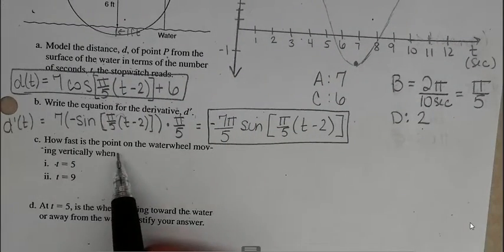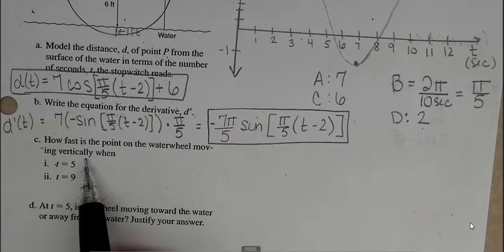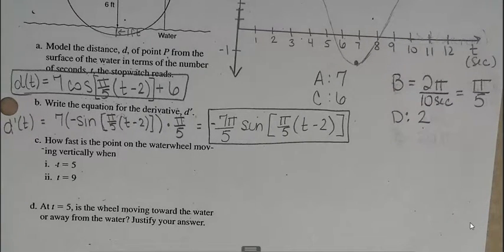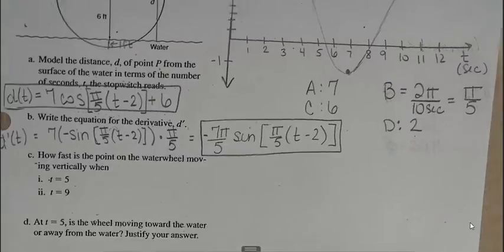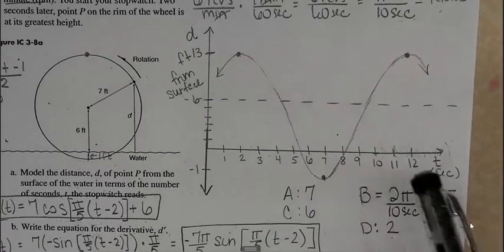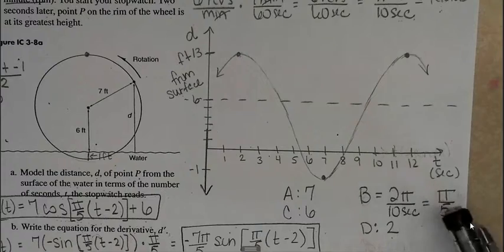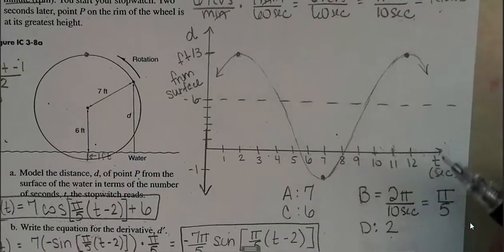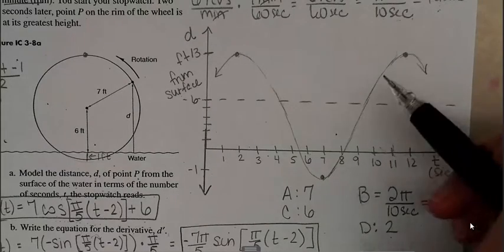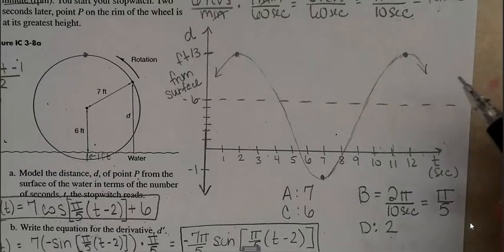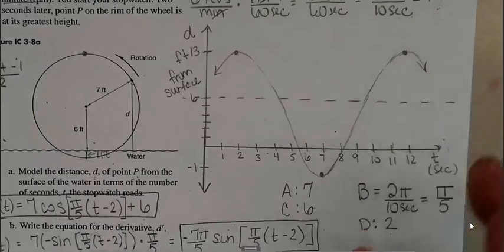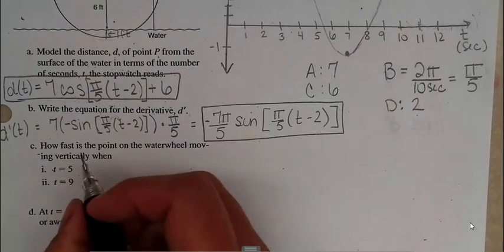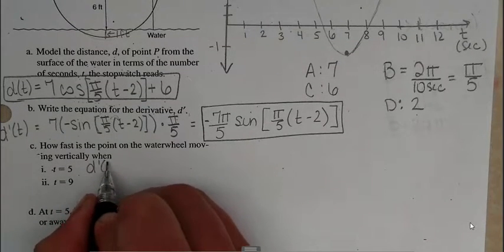Okay, so how fast is the point on the water wheel moving vertically when time equals 5? So we care about the rate of change. We care about the speed, okay? And that would be feet per second, right? So we care about the rate of change that's happening, like a tangent line that's been drawn to this, which would give me the slope of anything on here, or the slope of any tangent line on here. All right, so that means I'm going to plug these into my derivative function. So d prime of 5.